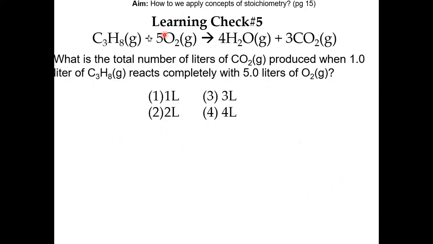Learning check number 5. What's the total number of liters of CO2 produced when 1 liter of C3H8 reacts completely with 5 liters of O2? Pause the video and resume once completed. So the answer is choice 3, 3 liters.